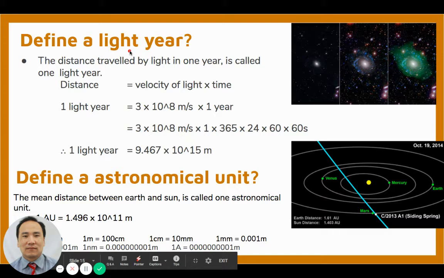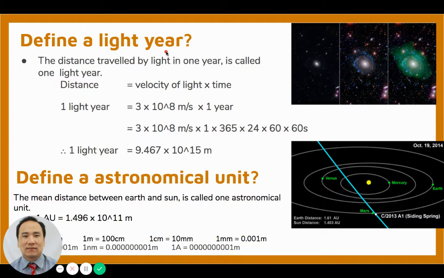Define a light year. As I told you, light year is the unit that is used to measure the distance between heavenly bodies in space. So what is one light year? Suppose this is one heavenly body and this is another heavenly body, and the light that is emitted by this heavenly body takes 1 year to reach here, then this distance is called one light year. Similarly, if the light emitted by this heavenly body takes 2 years to reach here, then the gap between these two heavenly bodies is known as 2 light years.